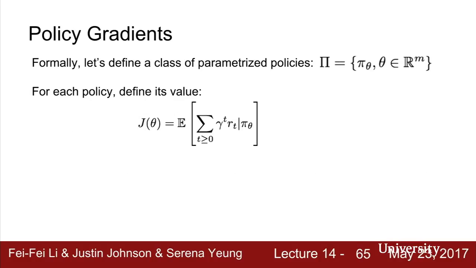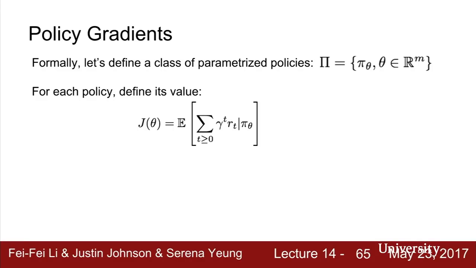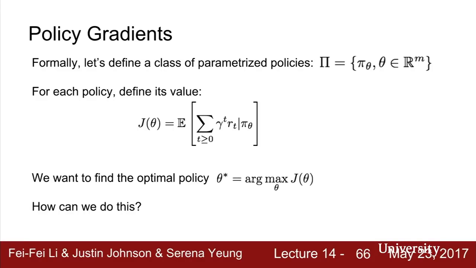So this is an approach that we're going to call policy gradients. Formally, let's define a class of parameterized policies, parameterized by weights theta. For each policy, let's define the value of the policy. So our value J, given parameter theta, is going to be our expected cumulative sum of future rewards that we care about. The same reward that we've been using.